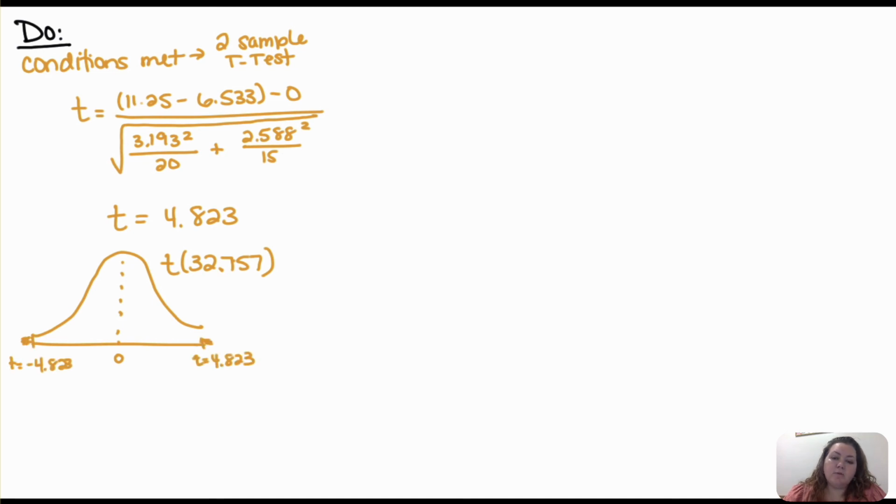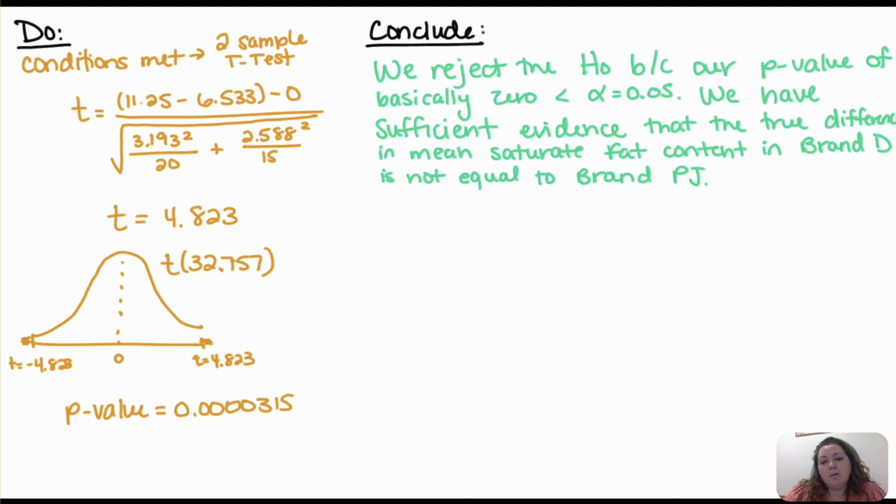Because I was also doing a not equal to test, I'm going to go to negative 4.823 and shade below. That gave me a p-value, which I got from my calculator, of 0.0000315. Our conclusion would be we reject the null hypothesis because our p-value of basically 0 is less than our alpha value of 0.05. We have sufficient evidence that the true difference in mean saturated fat content in brand D is not equal to brand PJ.